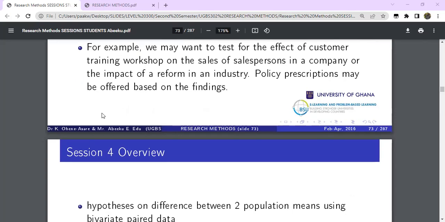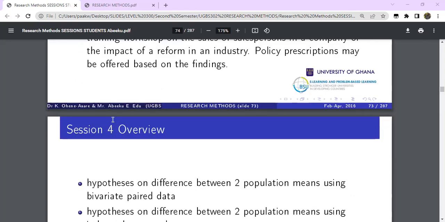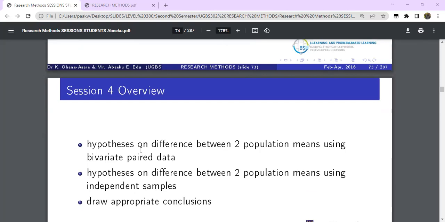So with hypothesis for two samples, we have hypothesis on difference between two population means using bivariate paired data, and hypothesis on difference between two population means using independent samples. Then we draw our conclusions. So I want to write something here.